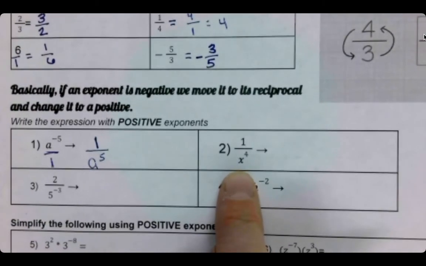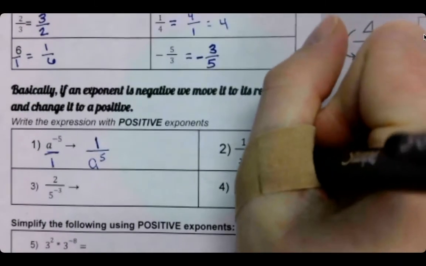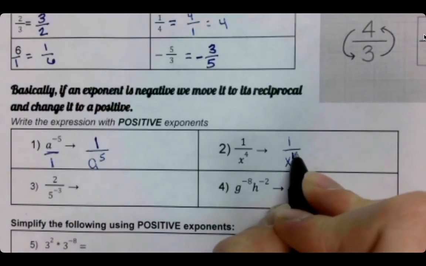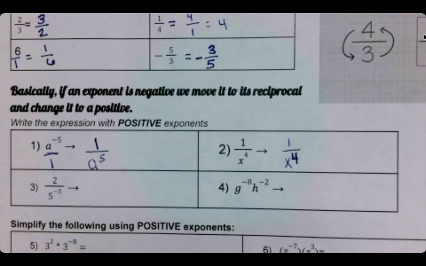Does this have a negative exponent? Nope, Mrs. Sherman messed up. So it's going to stay where it is, and that is perfectly fine as well. That will happen.